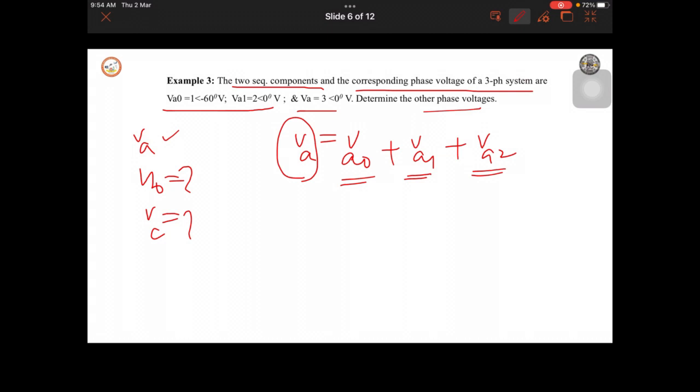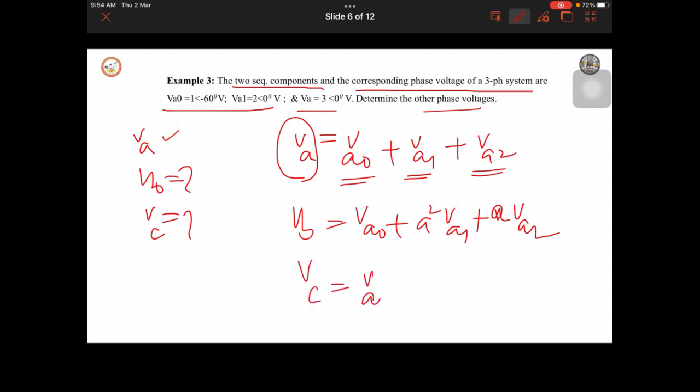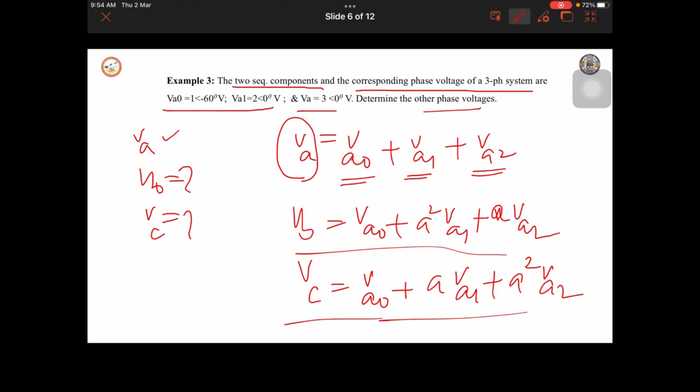So, after finding that, you can find VB. VB is VA0 plus A square times VA1 plus A times VA2. Similarly, VC can be VA0 plus A times VA1 plus A square times VA2. So, using these formulas, you can find the values of VA, VB, VC. That means the phase voltages VB and VC you can find.